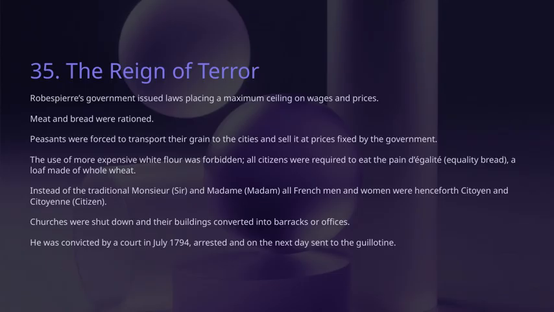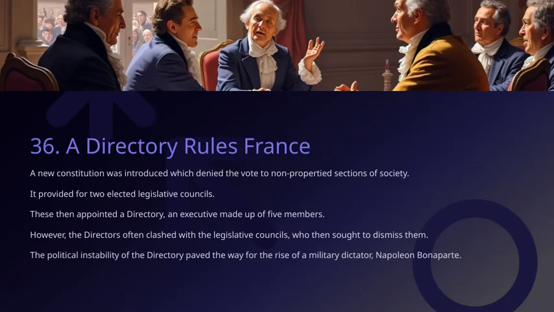Churches were shut down, and their buildings repurposed as barracks or offices, reflecting the move away from traditional institutions. And finally, Robespierre himself met a tragic end. In July 1794, he was convicted by a court, arrested, and the very next day he was sent to the guillotine. This marked the conclusion of the Reign of Terror and the fall of Robespierre. All these measures show how the revolution sought to reshape society, sometimes through harsh, radical methods, to establish equality and control. Now, let's take a look at the Directory rules in France.